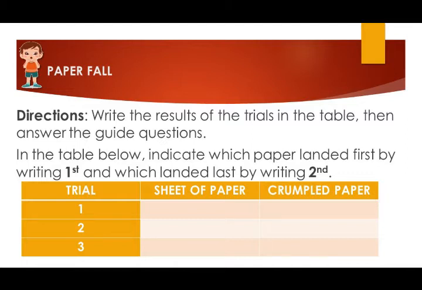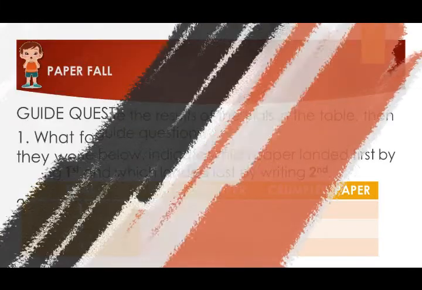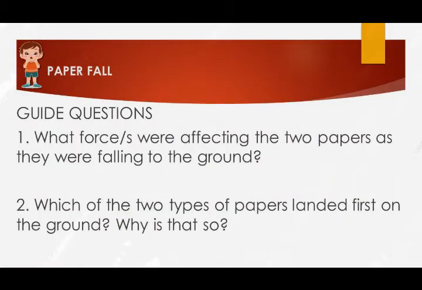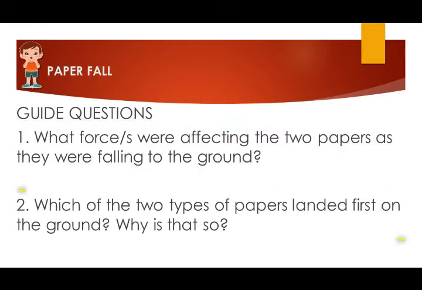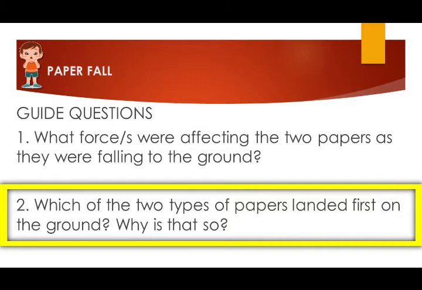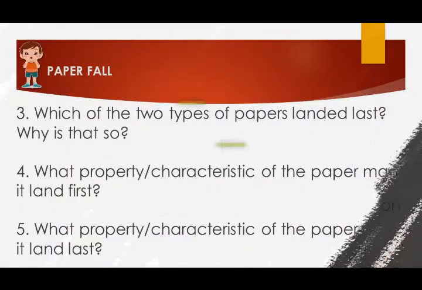In the table below, indicate which paper landed first by writing first and which landed last by writing second. For the following guide questions, please do not forget to write down your answers in your activity notebook. You can pause the video to give you time to think and answer. Number 1. What forces were affecting the 2 papers as they were falling to the ground? Number 2. Which of the 2 types of papers landed first on the ground? Why is that so?